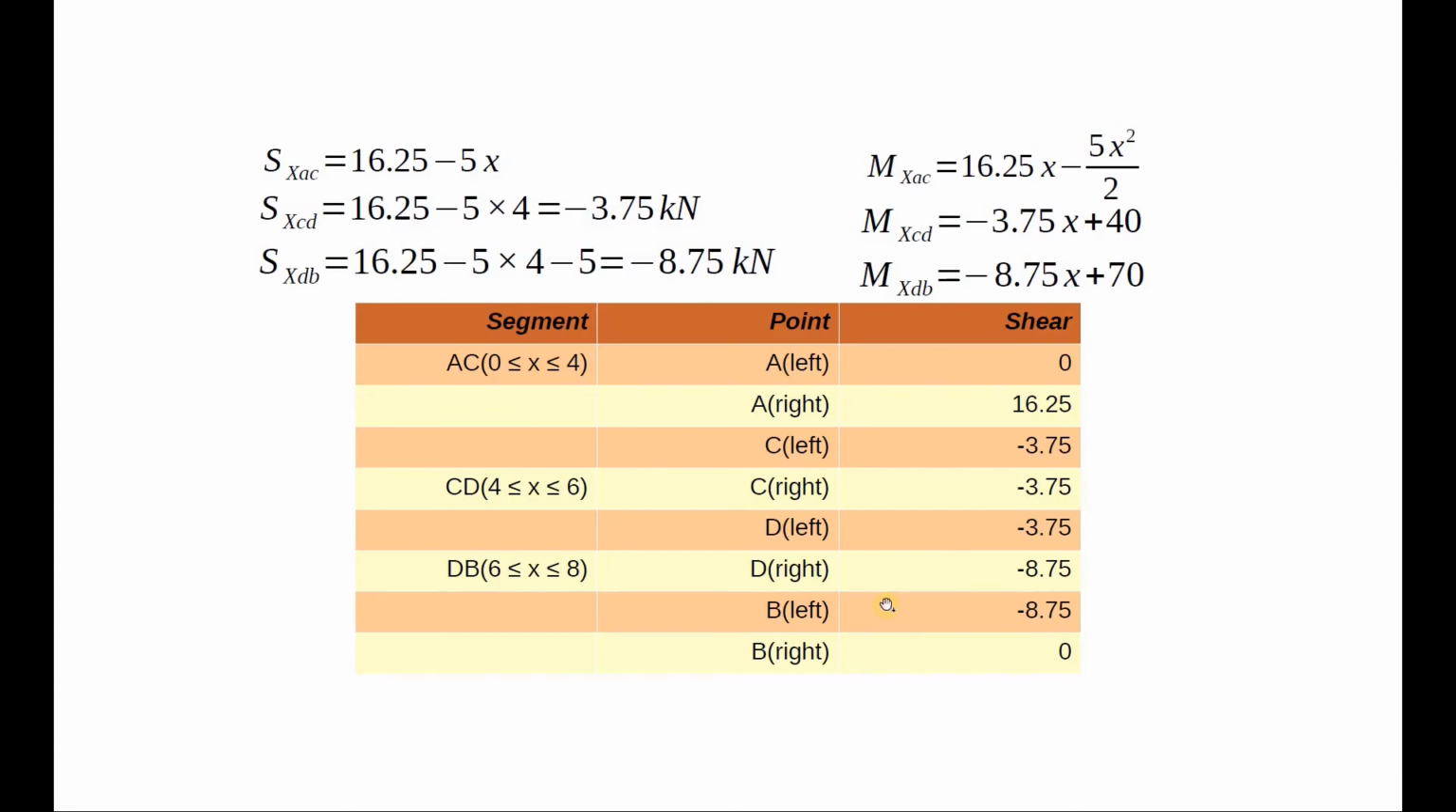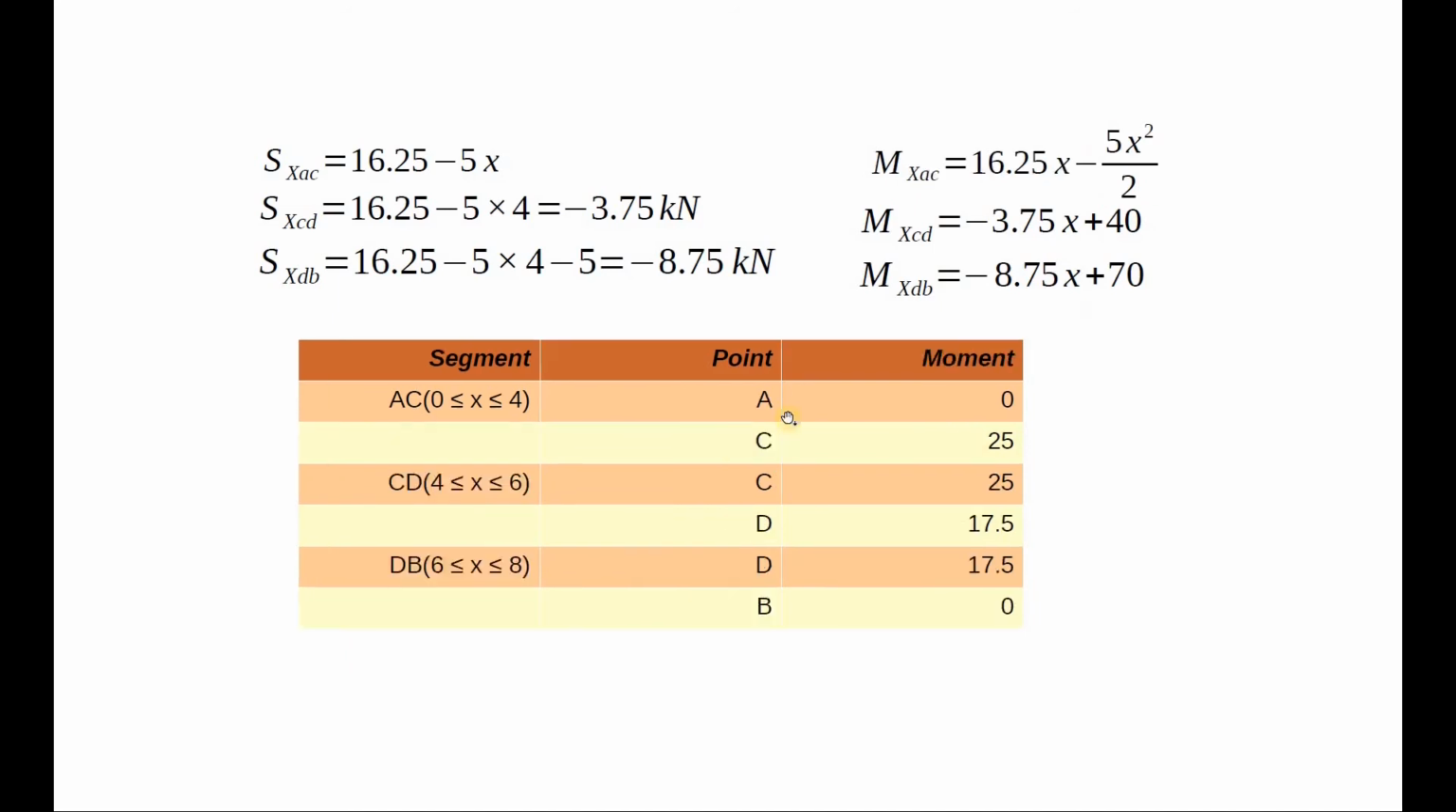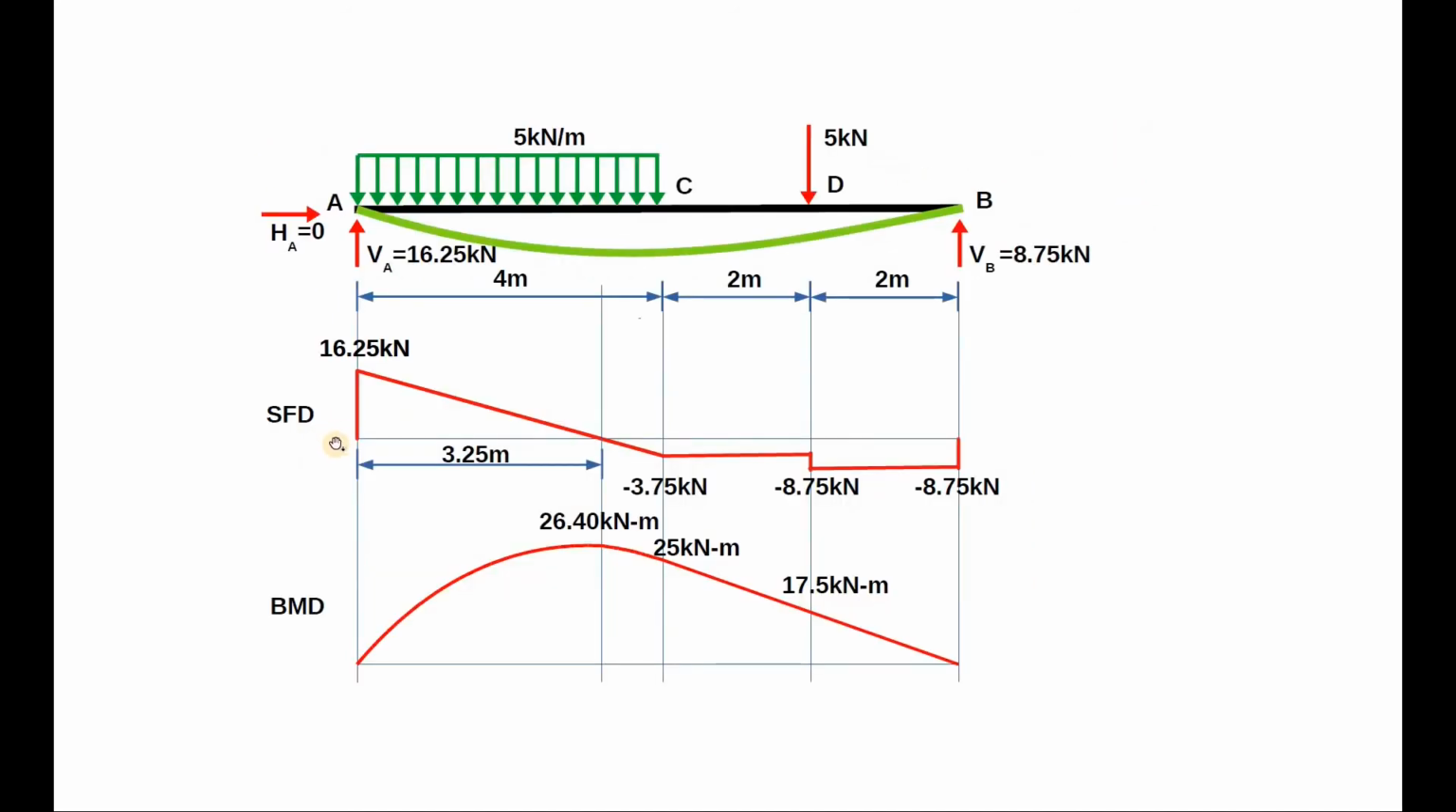Let us now plot shear force diagram and bending moment diagram based on these values. We'll refer each table and the corresponding diagram. We'll start with the shear force diagram. As you can see over here, we have a value of 0 on the left of point A. In our diagram, we don't have a beam on the left of point A, hence the value is 0 there. It's not plotted at all.